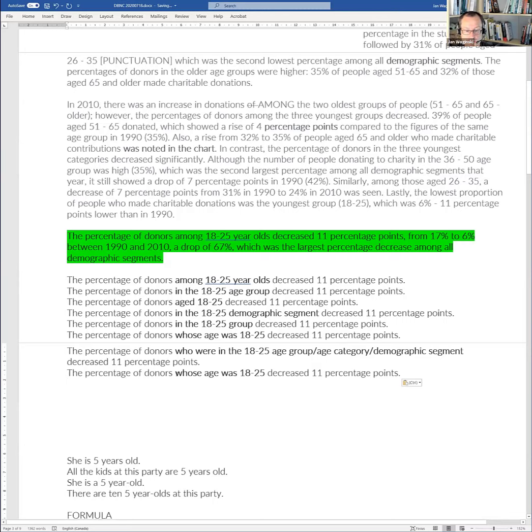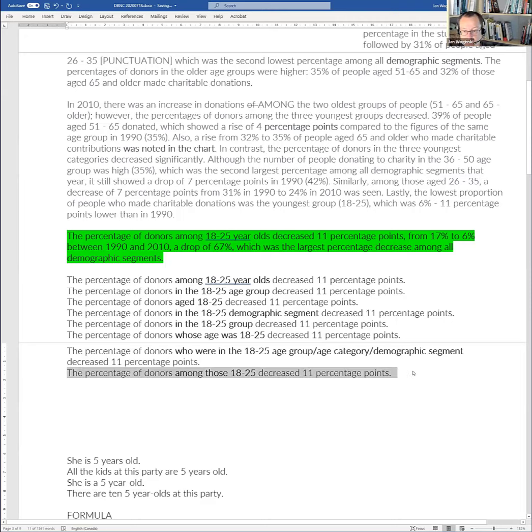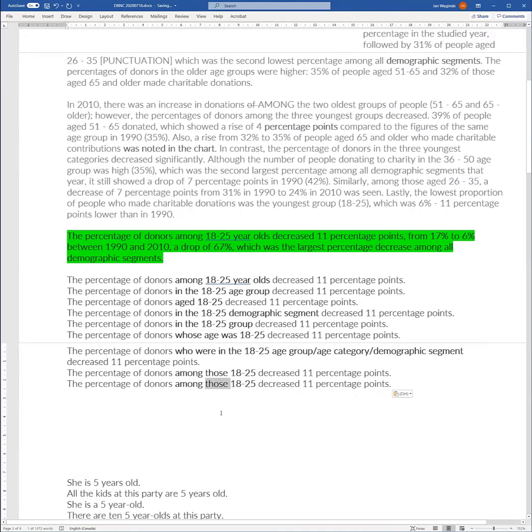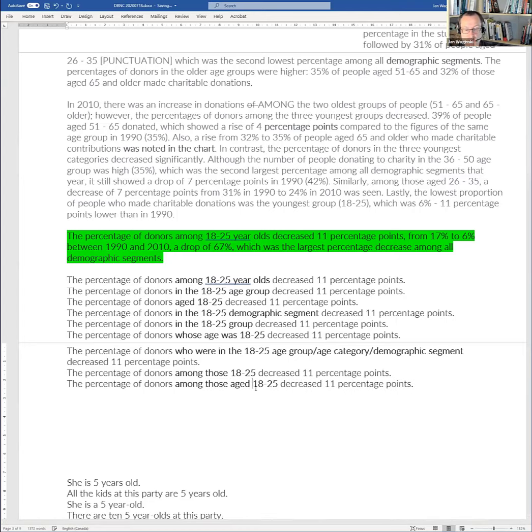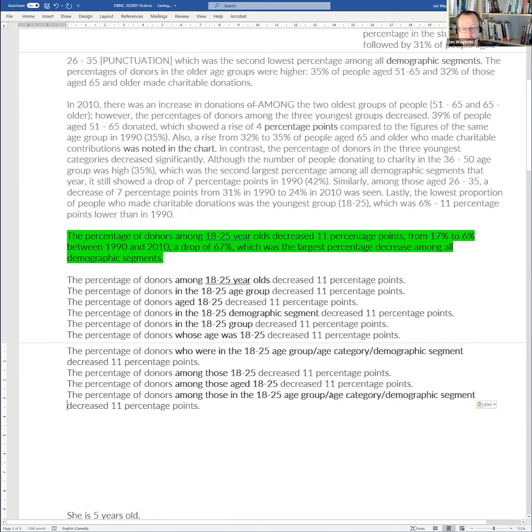Any other way? Or maybe we take the age group as subject: among those. This is a common way to do it. Among those 18 to 25. Among people, I don't like it because it's too obvious. If you were talking about cats and dogs, you might put among cats, among dogs, but you don't need it here. Among those aged 18 to 25, among those in the 18 to 25 age category. Yes. Among those in the 18 to 25 age group, age category, or demographic segment.